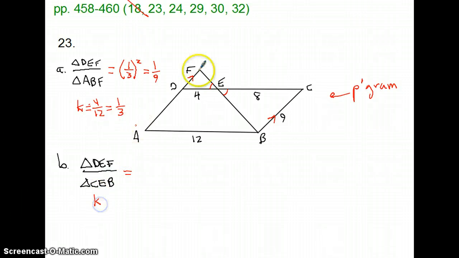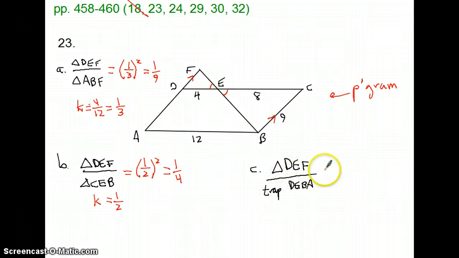K in this sense, from small to big, this is half of this in terms of length. So the area is going to be K squared, which now is a quarter. This one's kind of unusual because we're comparing the area of a triangle to the area of a trapezoid. This little triangle here, which we've been comparing on top all along, this triangle to the trapezoid that it sits on top of.